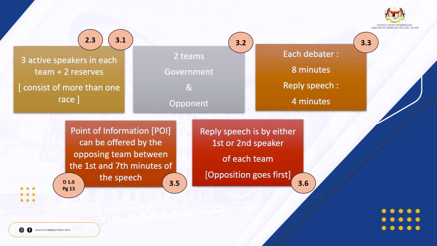Okay, first, when you want to form a team, there must be 5 participants and there must be 3 active speakers in each team with 2 reserves. And in that team, it must consist of more than 1 race. Also, when we talk about 2 teams in a competition, one represents the government and the other one represents the opposition. And each debater is given 8 minutes to argue their points, and 4 minutes for the reply speech.